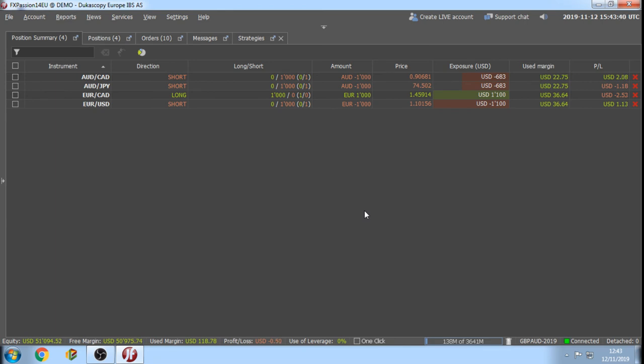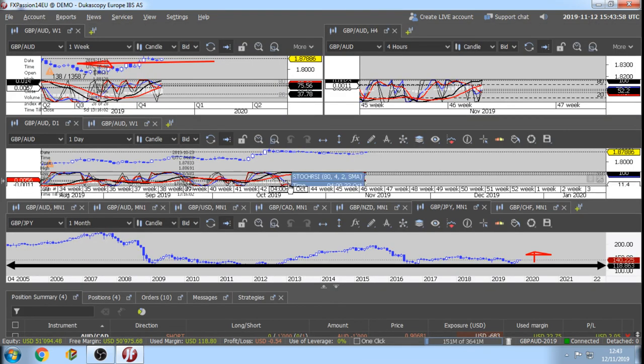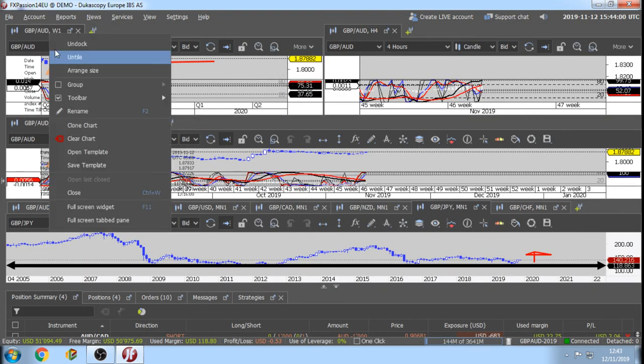See? On Friday we entered short AUD CAD, we are still in profit. I don't remember, maybe it was Monday, we were short the AUD JPY. I remember yesterday was euro CAD and today is euro dollar short. Okay, so this is the profit and loss statement. So let's check the GBP pairs.